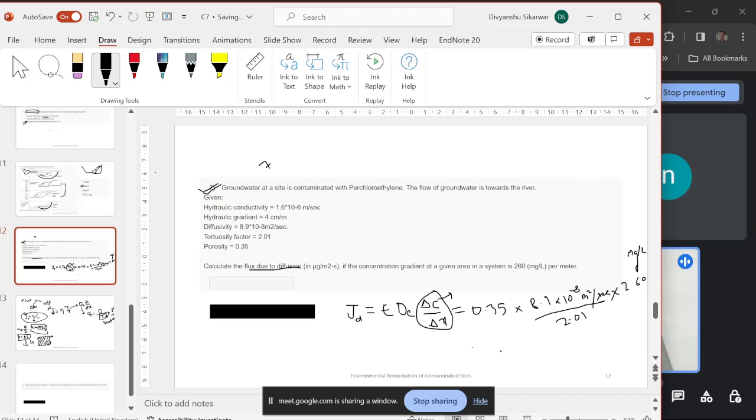So what is the unit of flux? Micrograms per meter square per second. So basically we can say it is mass per unit area per unit time.